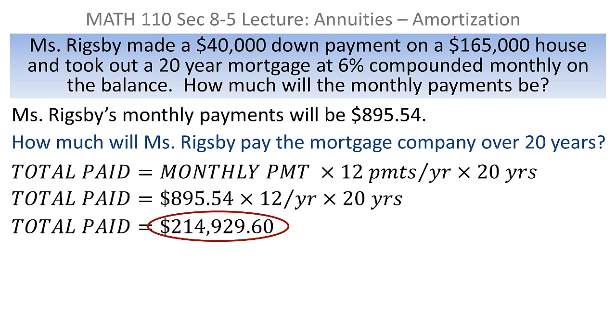And you end up with a total payment of $214,929.60. So if Ms. Rigsby takes out that $125,000 loan at 6%, compounded monthly for 20 years, she will end up having paid the mortgage company almost $215,000 over the course of that 20-year period of time.